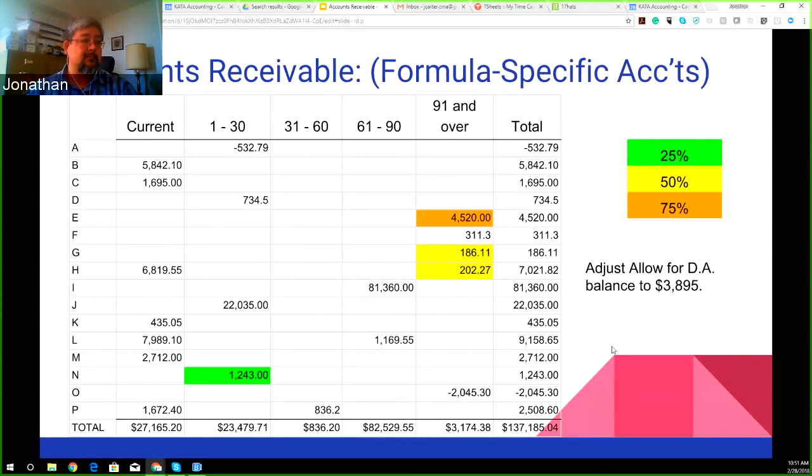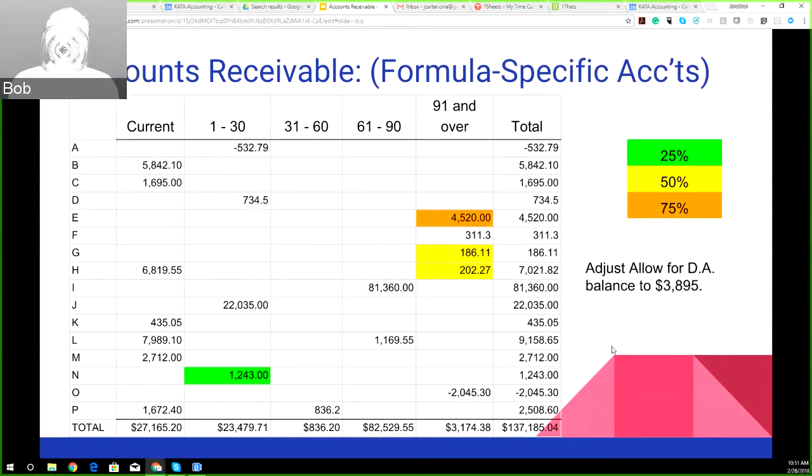Yeah, this is very straightforward. We can go through it quickly. It's just, and I've seen this used, you just take a percentage of your individual column totals in your aging. So you might allow 25% of the 1 to 30 day, 50% of the 31 to 60, and then so on, percentages beyond that.